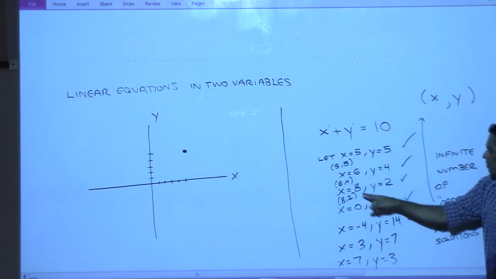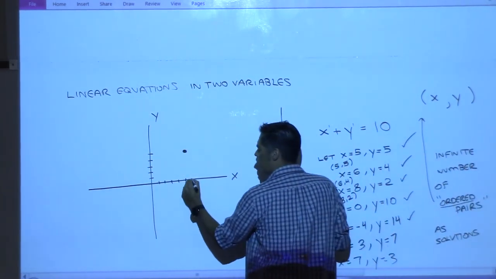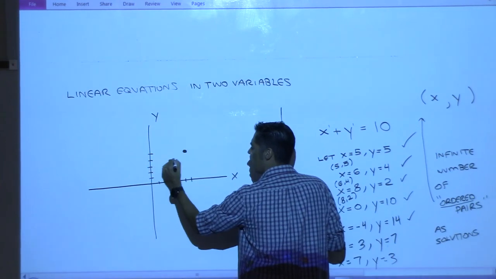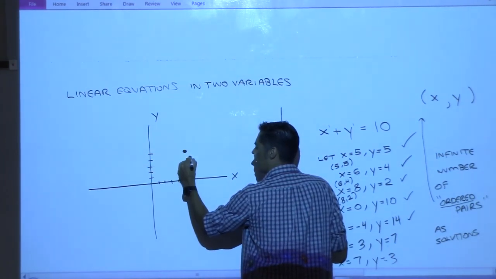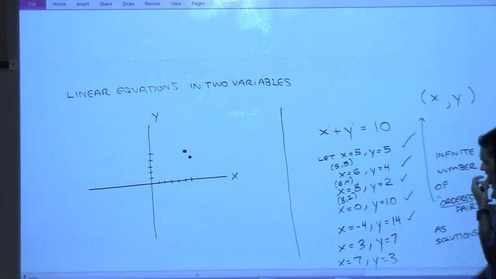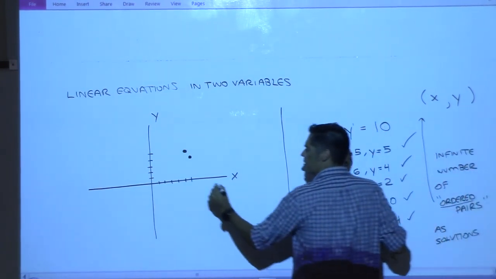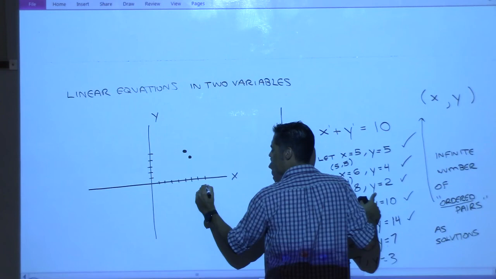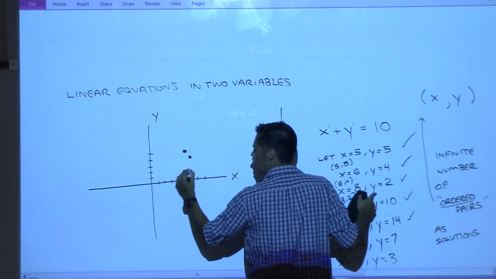And then I do the next one, 6, 4. So I go to the right 6, this time up 4, and I'll be about right here. And then I can continue. Let's see, 8, 2. So to the right 8, 7, 8, there's 8, and up 2, right there.